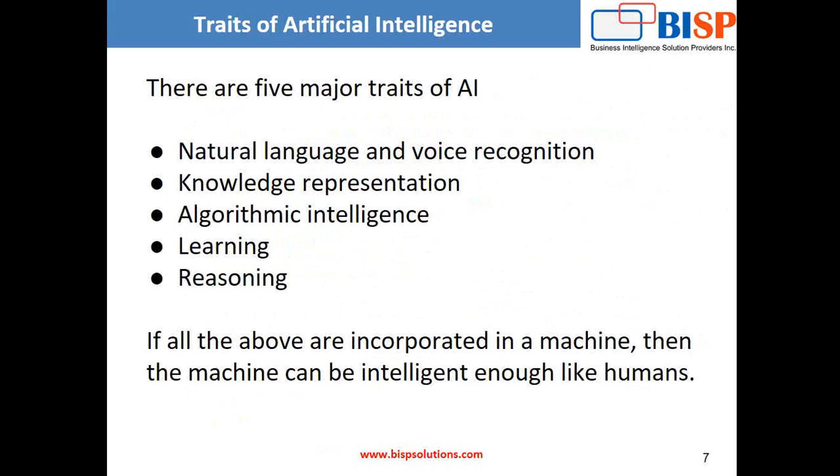The third important thing we define about intelligence. How can a machine have intelligence? A machine can have intelligence only when we have algorithms incorporated into the machines. So what we call algorithmic intelligence. Algorithms are nothing but a set of procedures that are able to solve a problem.